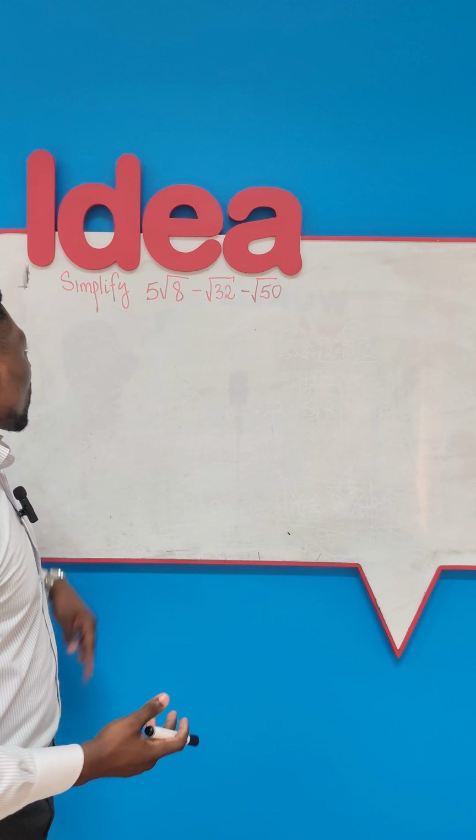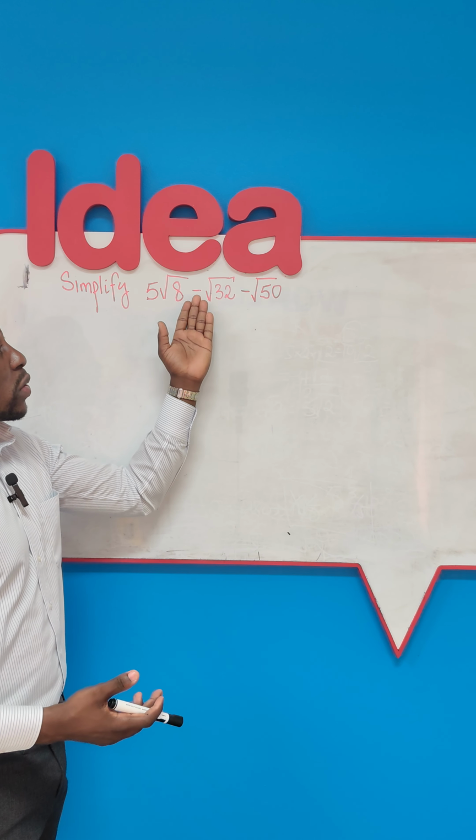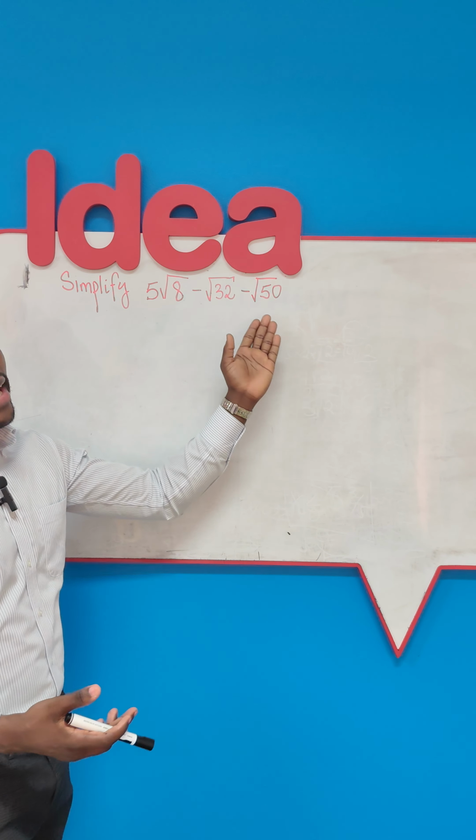Tomorrow will be better. Simplify 5 root 8 minus root of 32 minus root of 50.